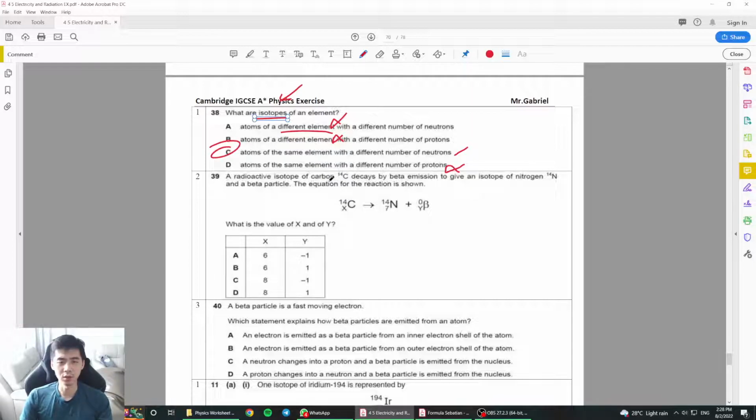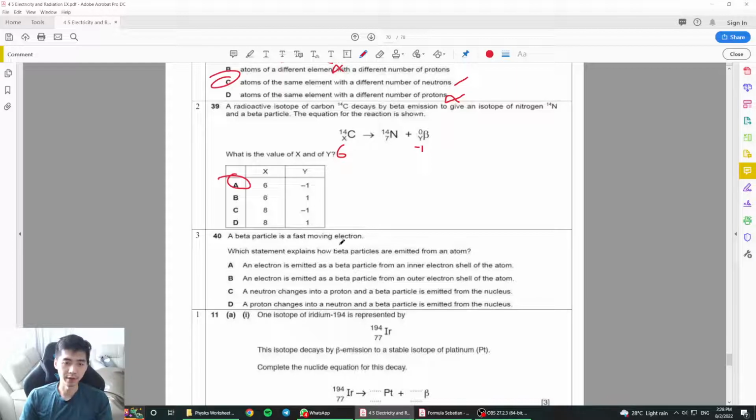The radioactive isotope of carbon-14 decays by beta emission to form isotope of nitrogen-14 and a beta particle. The equation of the nucleus is shown here. Right, so Y is definitely -1. This is definitely 6, because 6 minus -1 is going to be 7, right? So obviously A is the answer here. Nothing to explain there. A beta particle is a fast-moving electron.